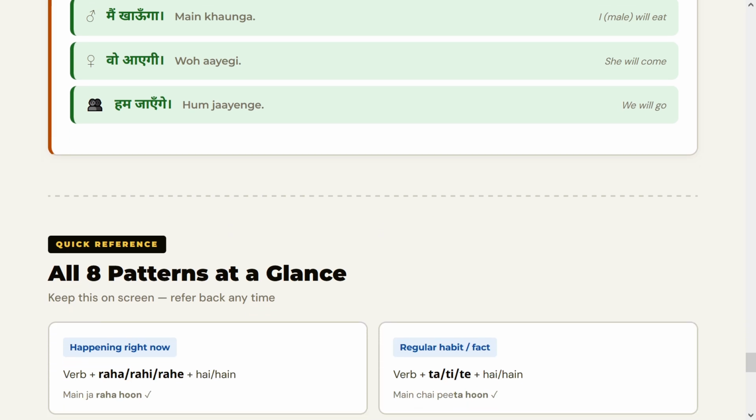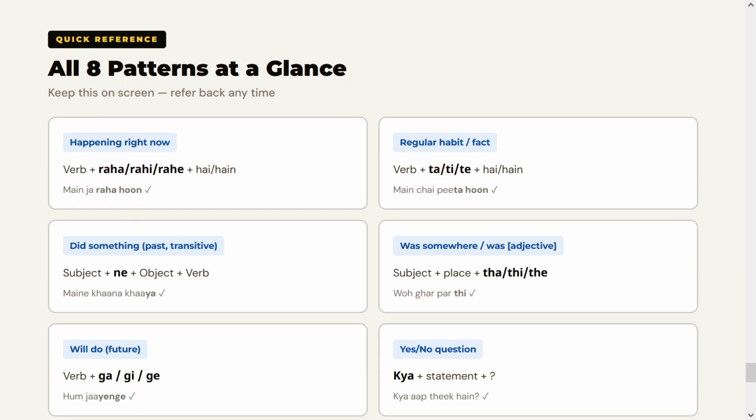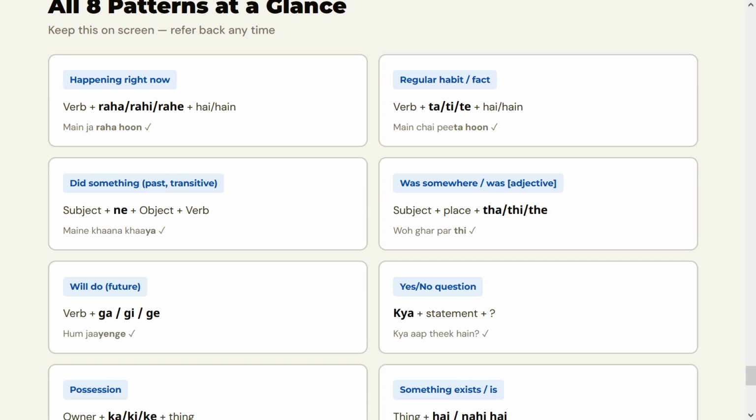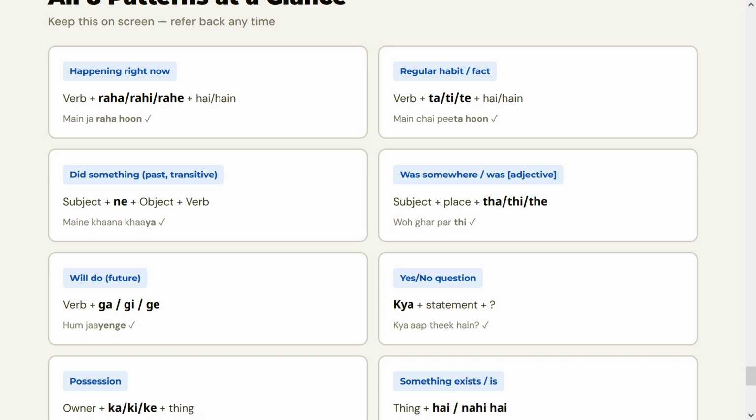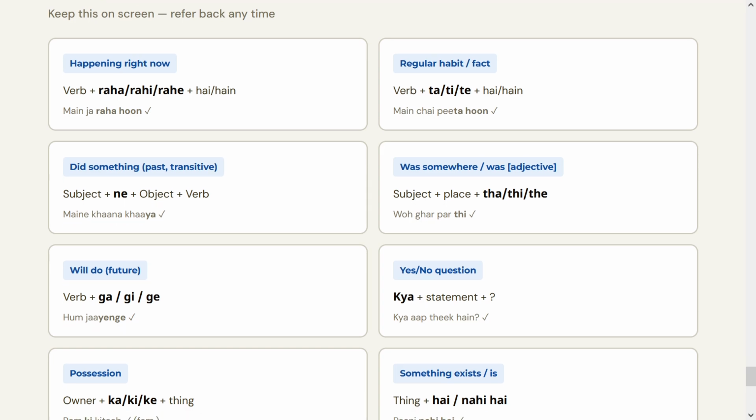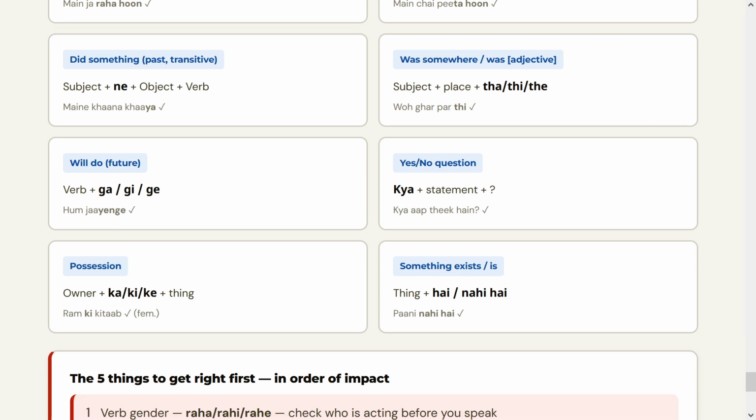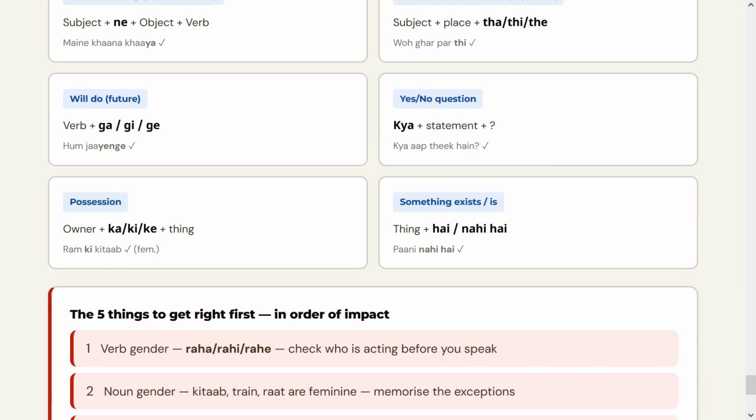Before I close, the quick reference panel is on screen. 8 cards. Each one is a pattern you now know. Happening now. Verb plus raha, rahi, rahe plus hai. Regular habit. Verb plus ta, ti, te plus hai. Example, मैं चाय पीता हूँ. Past with object. Subject plus ne. Object. Verb in object's gender. Was somewhere. Subject place tha, thi, the. Future. Verb plus ga, gi, ge. Yes no question. Kya plus any statement. Possession. Ka, ki, ke. Depending on what is possessed. Existence. Thing plus hai or nahi hai.